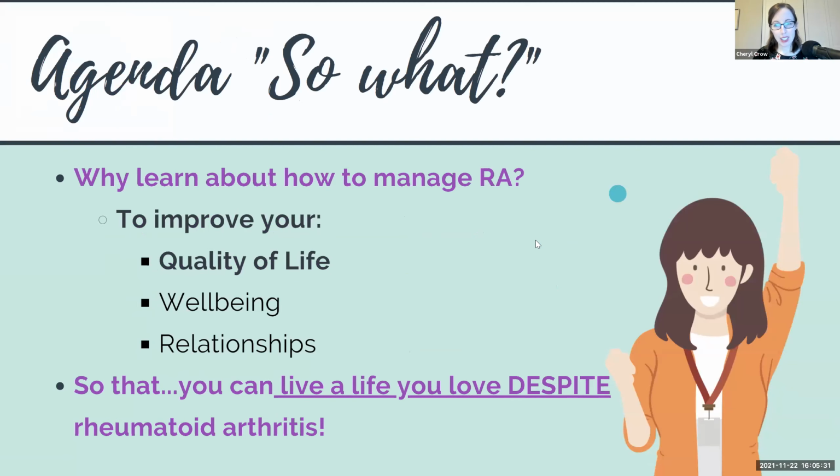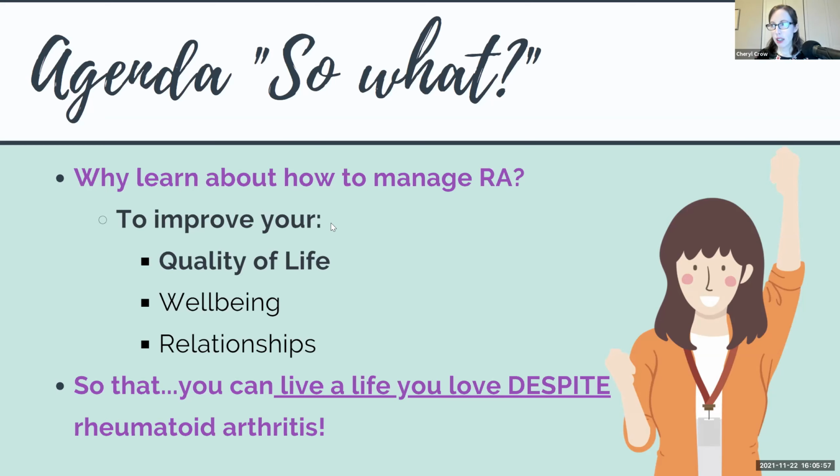So, and this is a little obvious, but I always try to get to the so what, like, what's the point? We want to learn about how to manage it so that we can improve our quality of life and our well-being. And actually my little tagline that I try to achieve, now, emphasis on try, I don't achieve this every day, is how can you live a life you love despite rheumatoid arthritis.